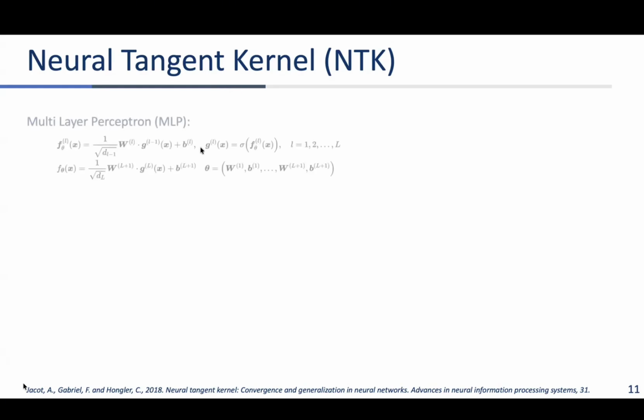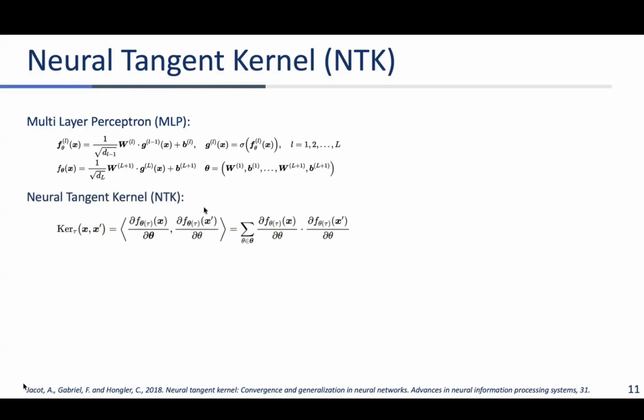To begin with, I need to introduce the standard formulation of a feedforward neural network. This is defined recursively. We use sigma to denote the activation function. Those W and B are the weights and biases. With this notation, we can define the so-called neural tangent kernel. It's basically an inner product between the derivative of the network output with respect to its trainable parameters, evaluated at two input points, x and x prime.